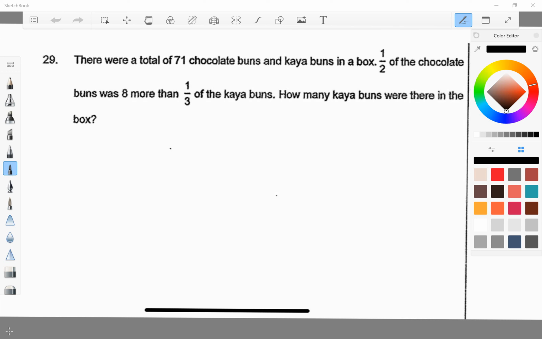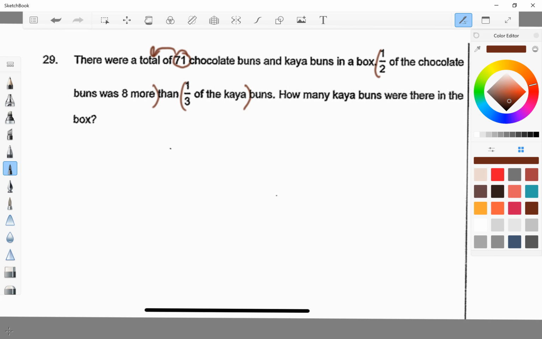There were a total of 71 chocolate buns and kaya buns in a box. So I will actually circle 71. I'll point to the total. And they informed us that half of the chocolate buns was ate more than 1/3 of the kaya buns. So bear in mind, we cannot add or subtract half with 1/3. Okay, so that is a wrong approach.